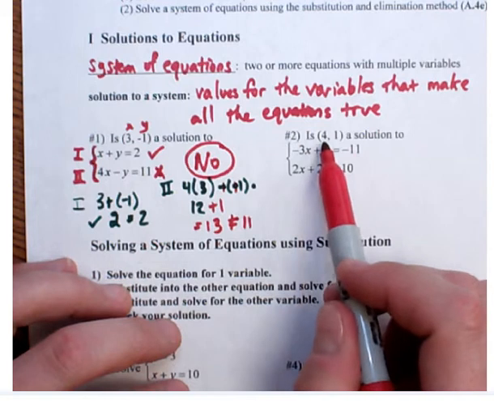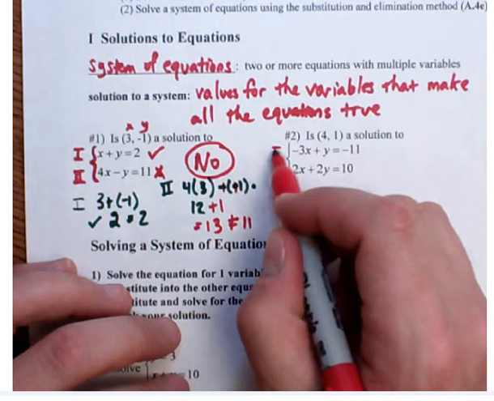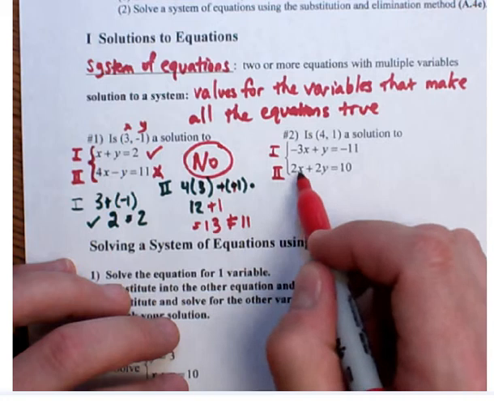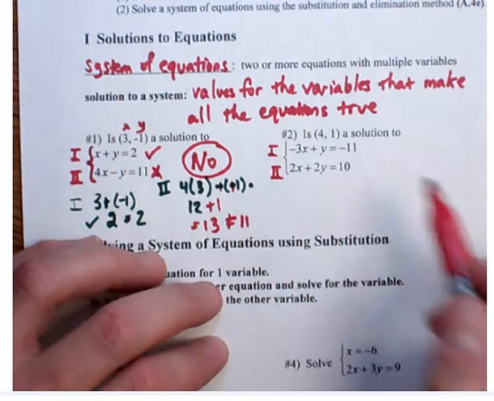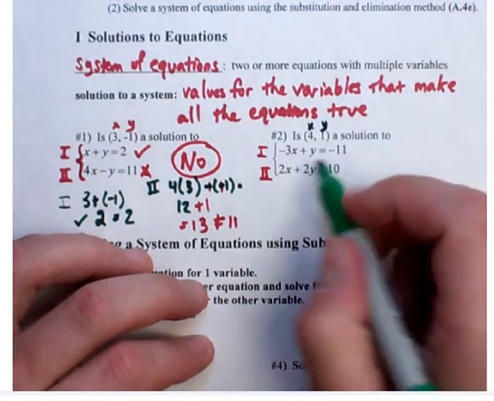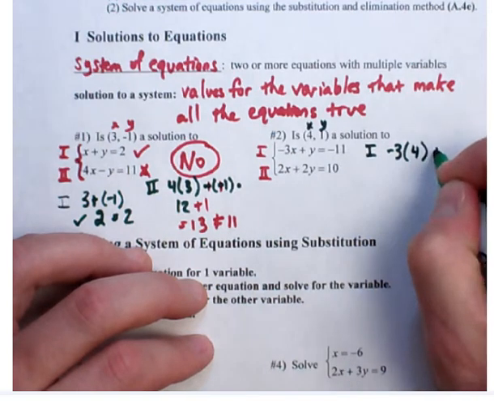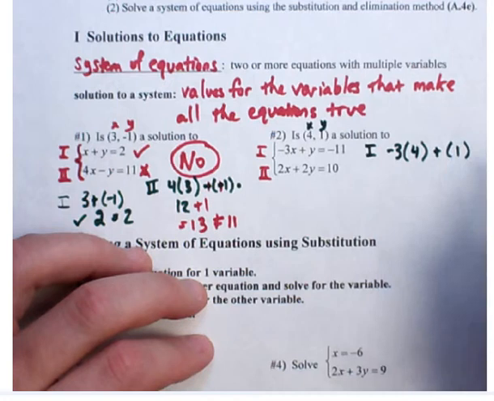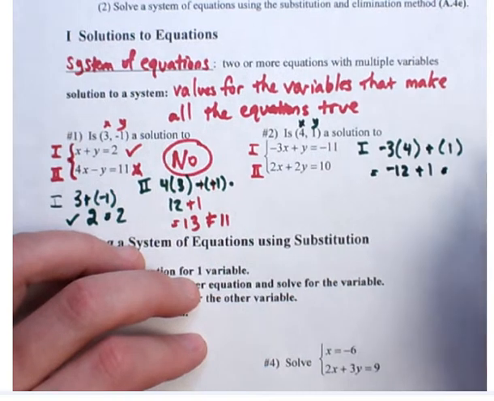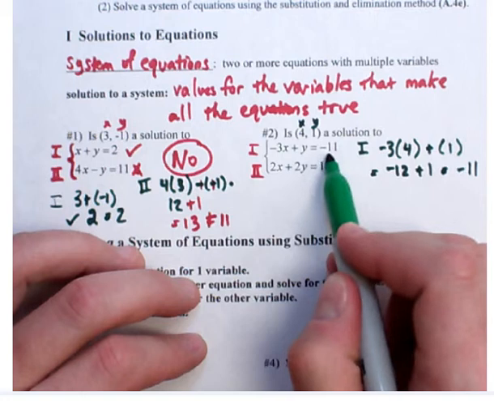Number 2, is (4, 1) a solution to this system? The top equation is -3x + y = -11. The bottom equation is 2x + 2y = 10. So let's go ahead and check it. x is 4, y is 1. For the first equation, -3 times x, that's 4, plus the y value, 1. You get -12 + 1, and that equals -11. The left-hand side is -11. The right-hand side is -11.